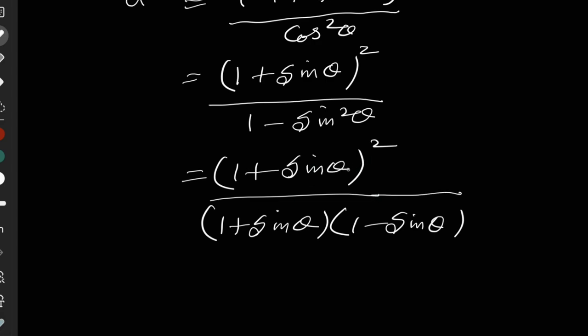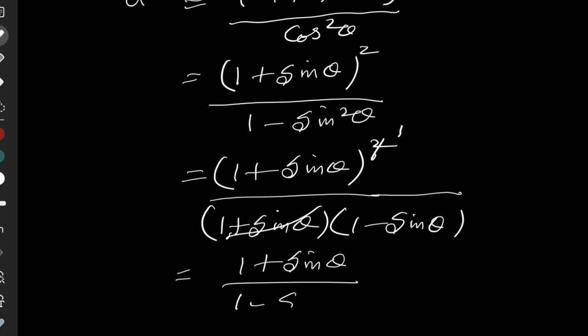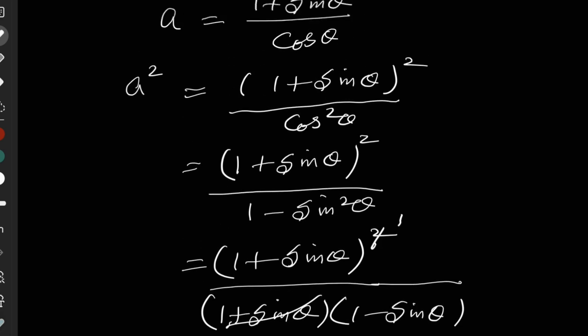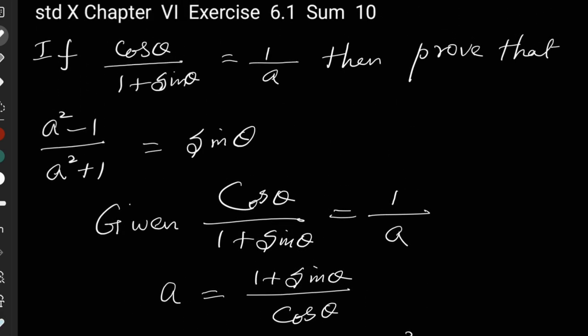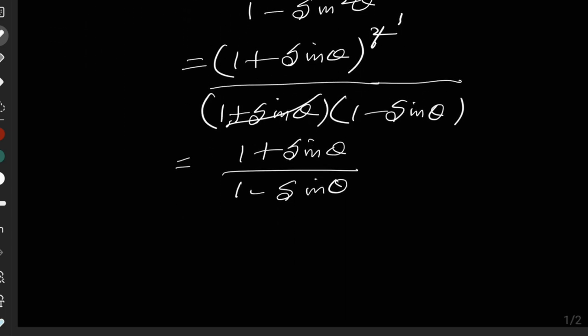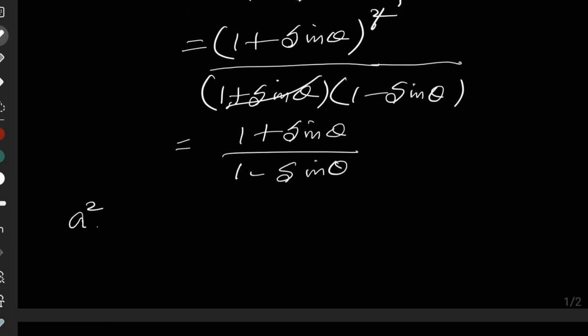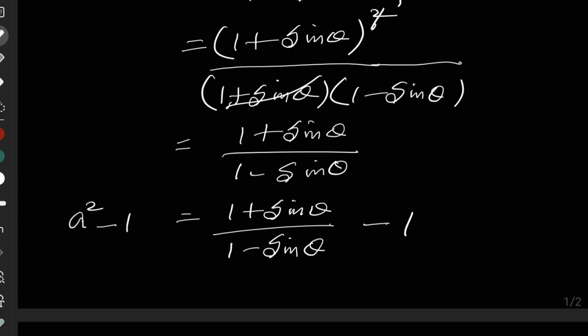See this 1 plus sin theta the whole square, 1 plus. So the whole expression I cancel, in the power I reduce 1. So you will get answer 1 plus sin theta divided by 1 minus sin theta. So just we got a squared as 1 plus sin theta by 1 minus sin theta. But we need a square minus 1. A squared minus 1, that is 1 plus sin theta by 1 minus sin theta minus 1.